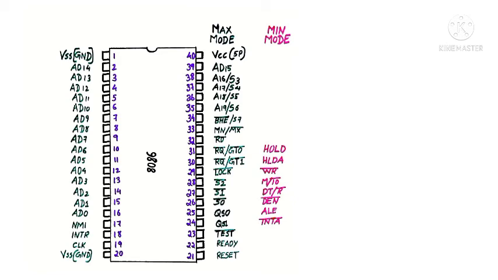Then pin number 28, which is connected to M bar IO bar. That is to indicate whether it is a memory operation or an IO operation. If the value is 1, it means it is a memory operation, and if the value is 0, it means it is an IO operation. Next is pin number 29, which is the WR bar signal, which is used to indicate the write operation. Whenever the value is 0, it will write data to the memory. Next pin, that is 31, is connected to the HOLD signal. This is to indicate to the processor that some other masters are requesting the address or data bus.